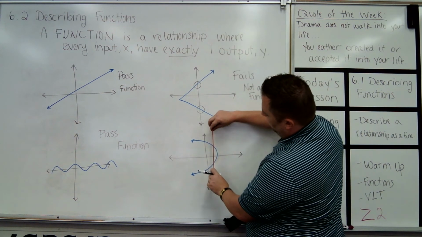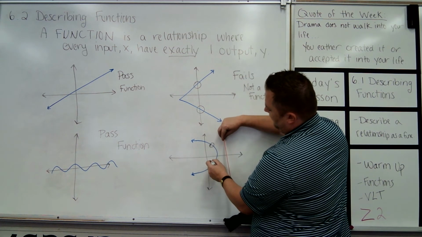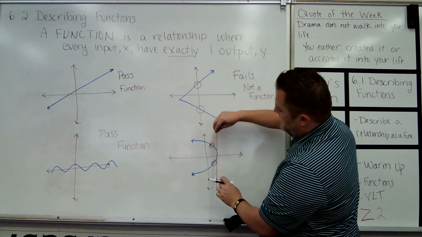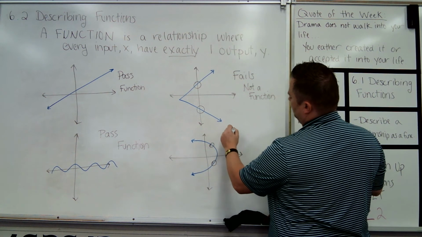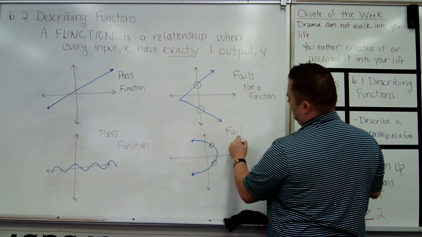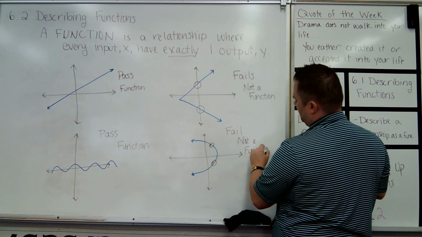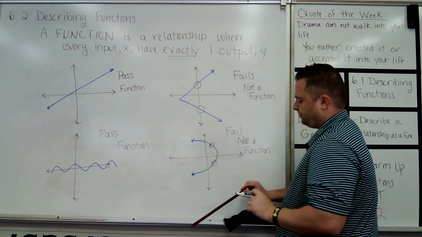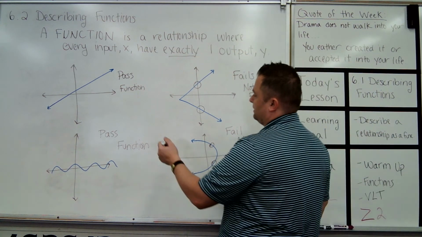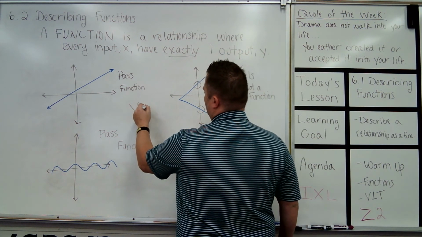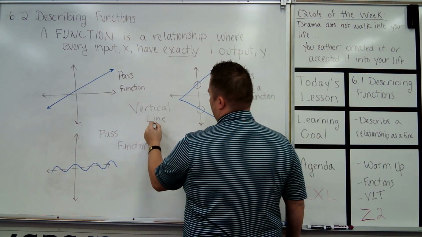Compare this with this graph. If I put my line here, it touches the graph here and here with this vertical line. Therefore, this one's a fail. This is not a function. This is all made possible by the vertical line test.